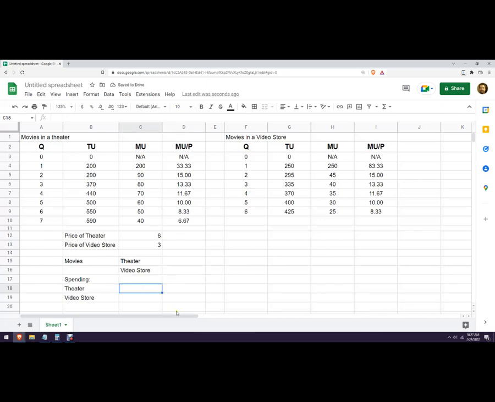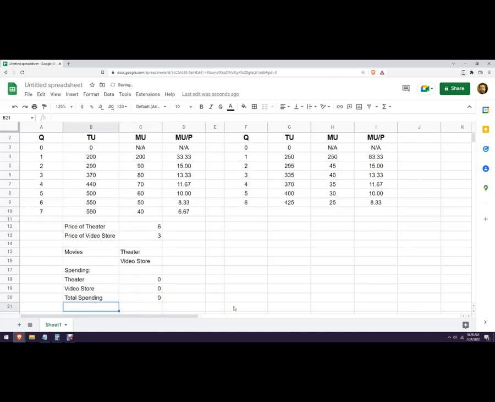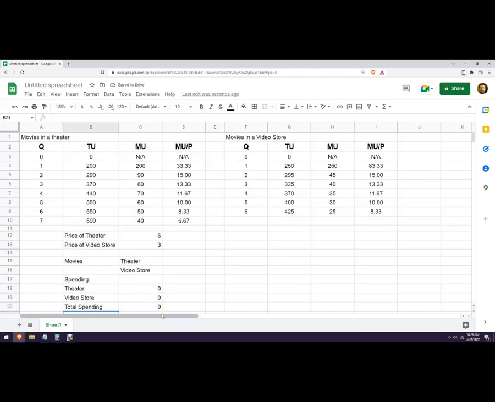So now I can just take total spending in the theater and multiply it by the number of movies I went to. And then movies in the video store, another function here is the price of it times the number of times I went to the movies. And this is going to tell me the total spending, because remember the budget was $36. So this plus this.